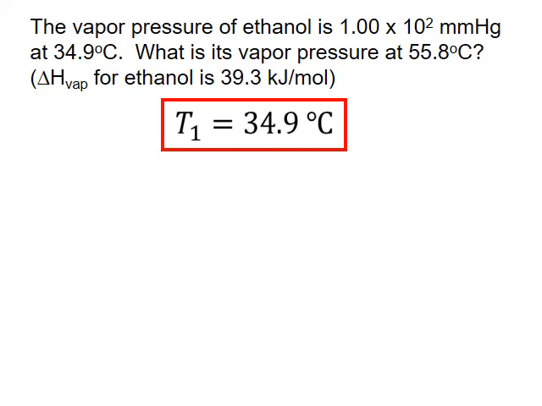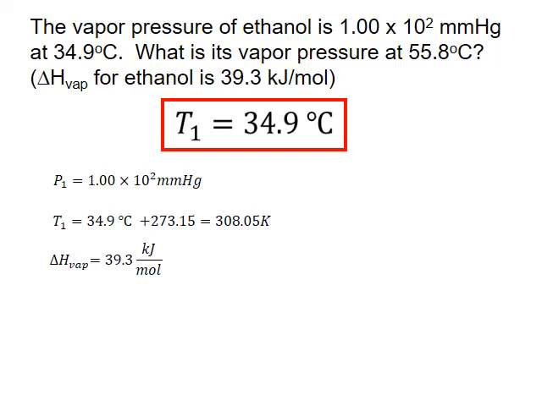The key to solving this problem is correctly identifying all the variables and making sure they are in the correct units. I'm going to label the first temperature and pressure combination as P1 and T1. Pressure can stay in units of millimeters of mercury, but all temperature must be converted to Kelvin. To do this, we add 273.15 to our Celsius temperature to give us 308.05 Kelvin. The enthalpy of vaporization is 39.3 kilojoules per mole. The correct units for enthalpy in this equation are joules per mole, so we must convert from kilojoules to joules before plugging this number into the equation.